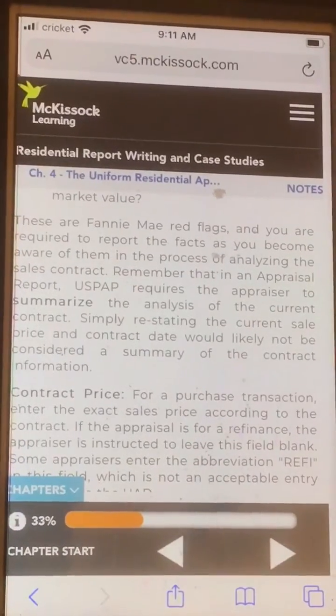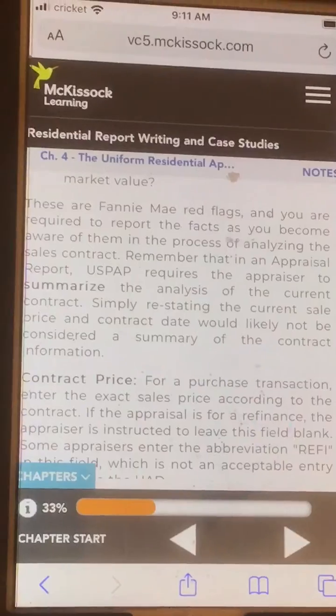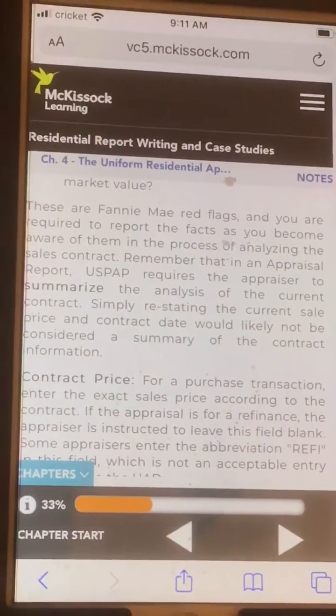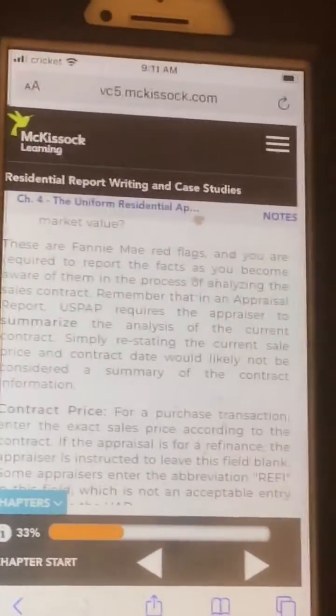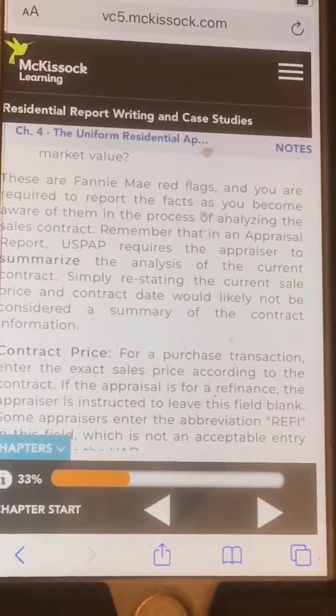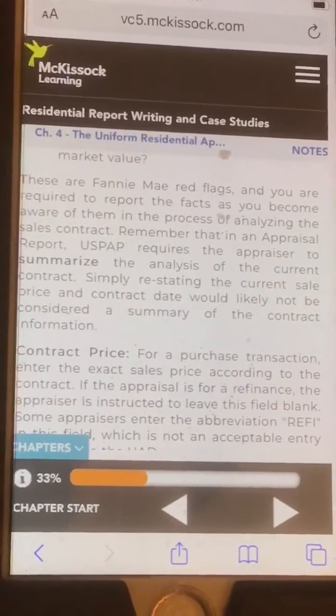Remember that in an appraisal report, USPAP requires the appraiser to summarize the analysis of the current contract. Simply restating the current sale price and contract date would likely not be considered a summary of contract information.